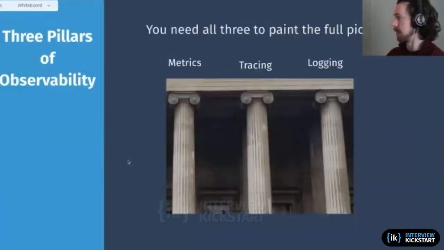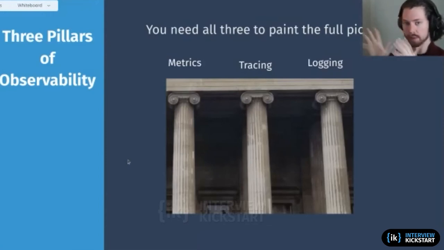So that's the three pillars. A lot of people argue that you can't just use any one pillar individually. You kind of need all three to build the full picture.